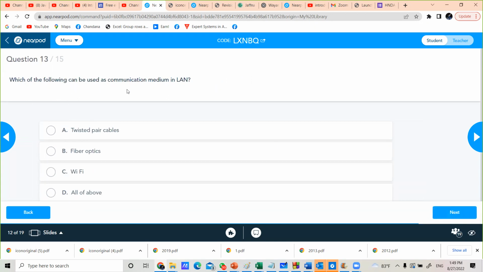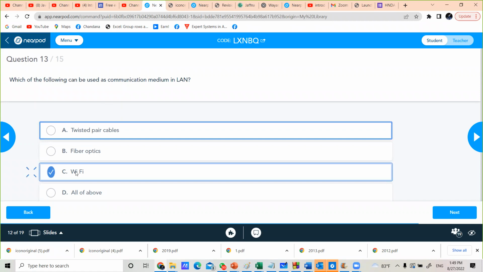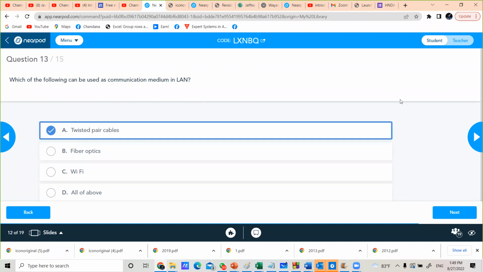Which of the following can be used as a communication medium in LAN? Twisted pair, fiber optics, Wi-Fi, all of above. Earlier we discussed the suitable medium to connect computers with each other in the local area network. From these answers, the most suitable one is twisted pair cables. Normally, coaxial cables are also used to connect with each other. Fiber optics is taken by wide area network systems. Wi-Fi is the wireless method. Therefore, the suitable answer is twisted pair cables.